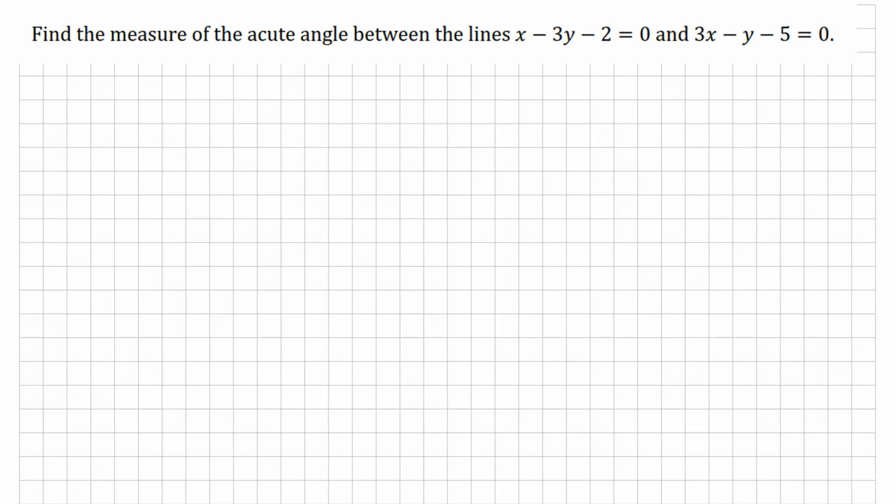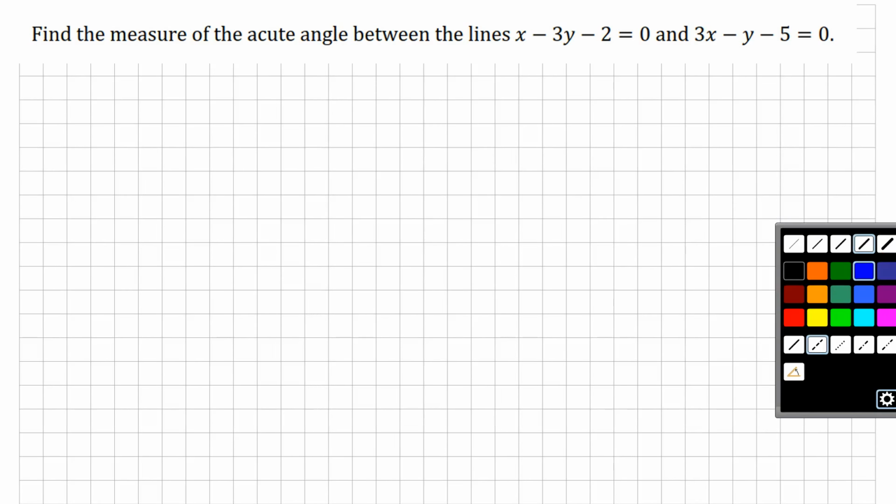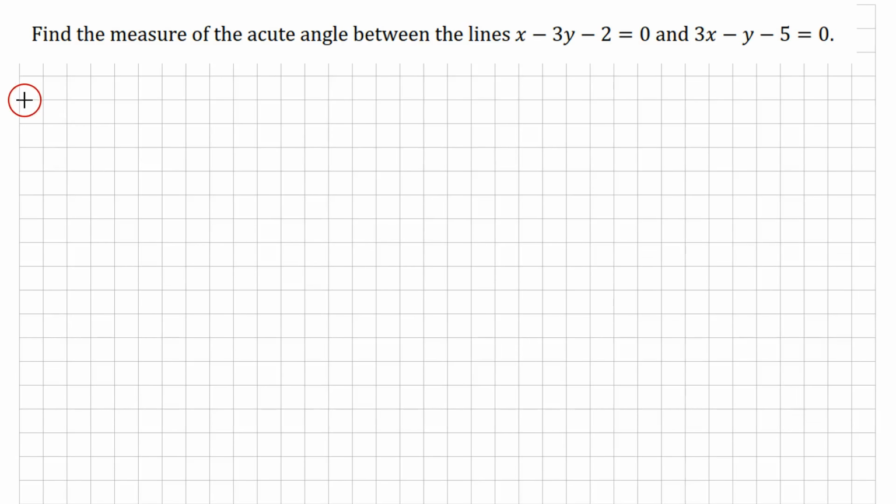Okay, so we're asked to find the measure of the acute angle between these two lines. The first thing I'm going to do is draw out a T and get it ready to take in the two slopes. Okay, so I have to get the slopes of two lines here.